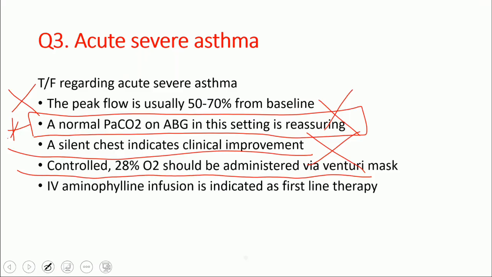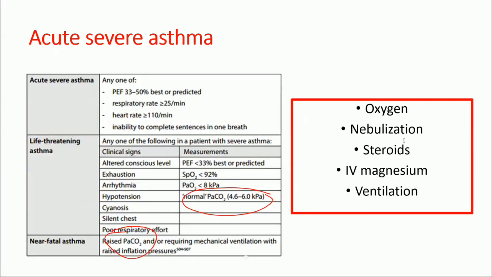When you do a chest X-ray, if your patient is not responding to your initial therapy like steroids and nebulizers, then you would do a chest X-ray, and that is to look for a pneumothorax. Okay, so that is about acute severe asthma. And remember, you need to know the life-threatening asthma features. Of course, if the patient has life-threatening asthma, they will probably need intubation or ICU care. So that is important to remember as well.